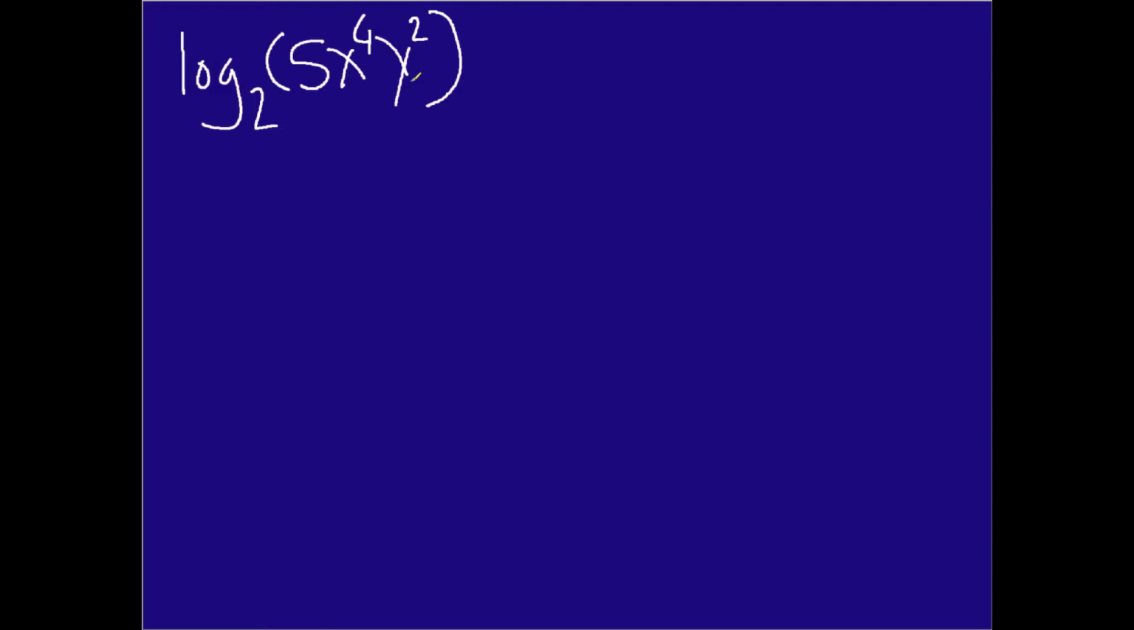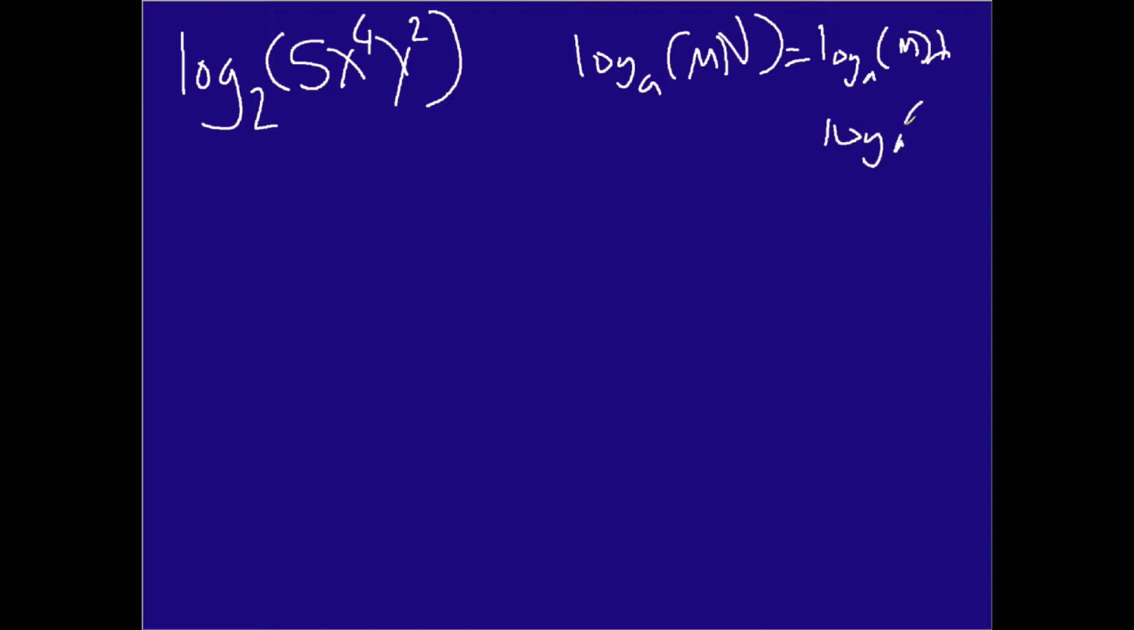What we want to do is expand this out just for the sake of practicing using the different properties. The first thing we're going to do is use the product property. I'm not going to re-explain what that is because that would take up a lot of time. But basically, log base A times the quantity of mn could be the same thing as log base A of m plus log base A of n. We talked about that before, but I can't reteach everything every single time.